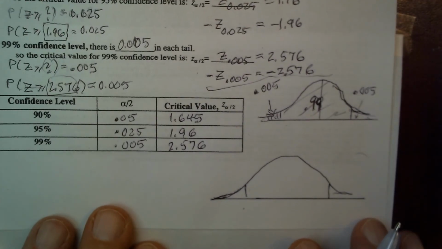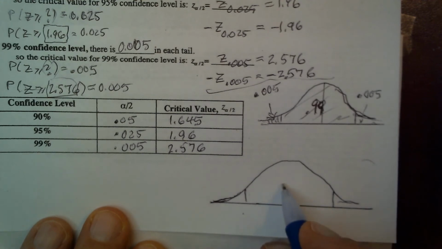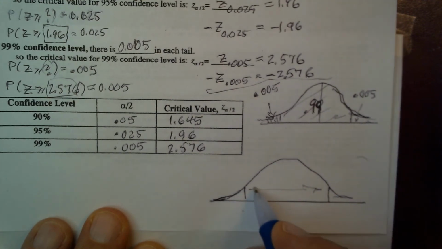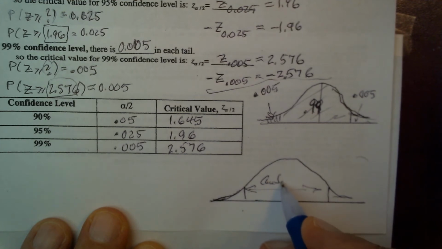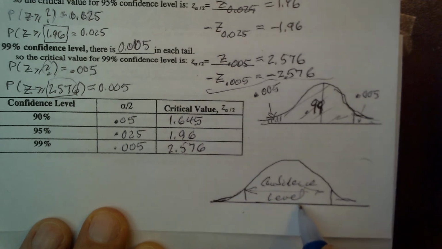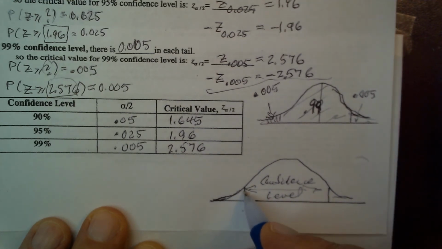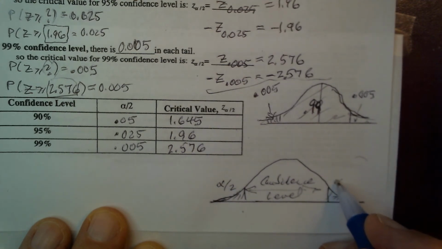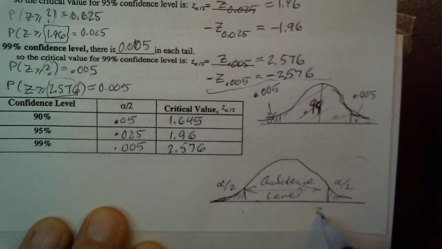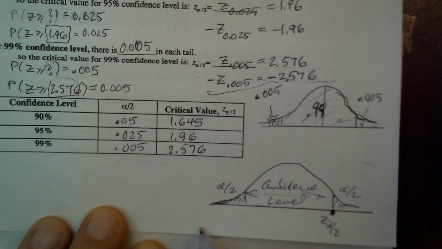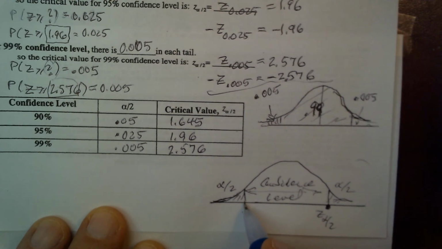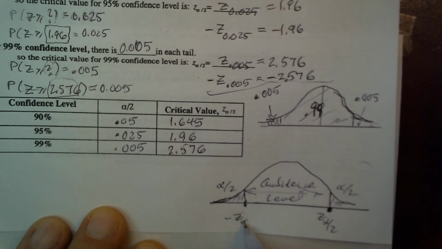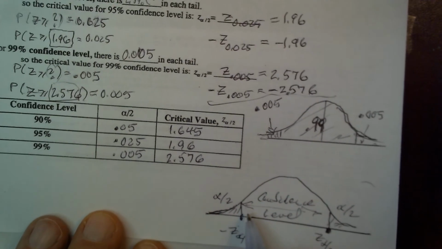So here's what it means graphically. This would be our confidence level. And then the area in each tail would be alpha divided by 2. And then z sub alpha divided by 2 would be this point here, and minus z sub alpha divided by 2 would be this point here.